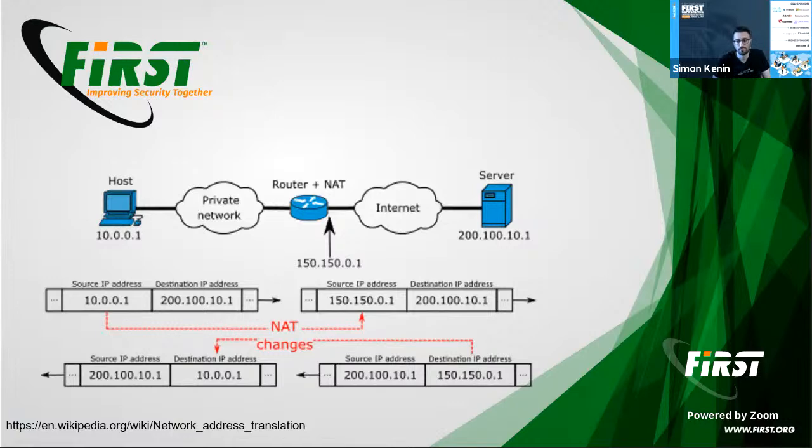In this diagram, we can see a home computer, which is part of a local network, trying to communicate with a server on the public internet. The NAT changes the addresses accordingly, so the router could route the packets back and forth to the right destination inside the local network.